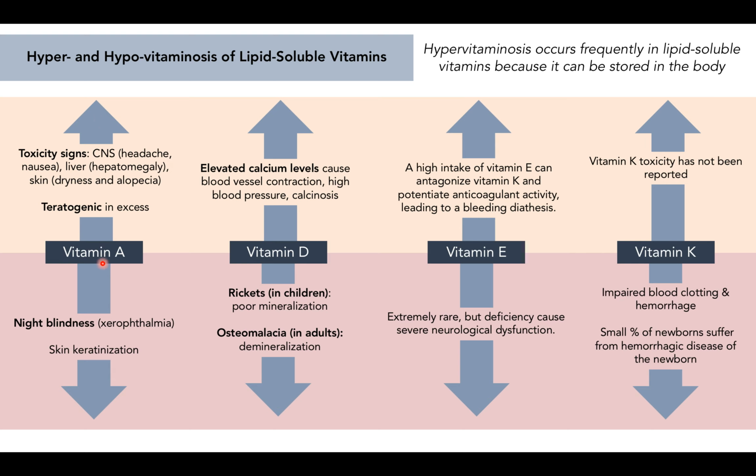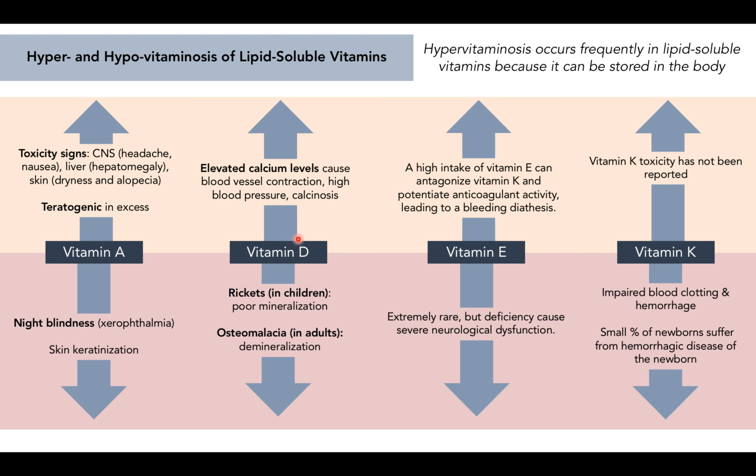And then when there is too little vitamin A, or hypovitaminosis A, there's going to be a symptom called night blindness or xerophthalmia, and skin keratinization. As we know, we talked about how retinol is very important in the conversion of rhodopsin, which is a pigment involved in the conversion of light into an optic signal that allows us to see. So this is very important. And when vitamin A is deficient, the first symptom that usually appears is night blindness or xerophthalmia.